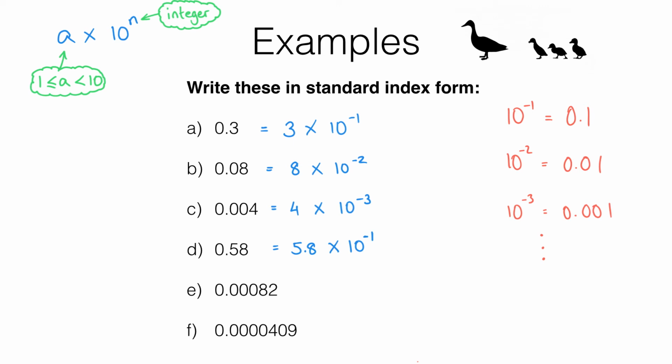Here are the answers. For E, we need to position the decimal point just after the 8. So we've got 8.2. That's the only way we can get these digits to form a number between 1 and 10. And I need to multiply that by 10 to the power of negative... In this case, the 8 has gone from the units column 1, 2, 3, 4 places to the right. So it's 10 to the power of negative 4.